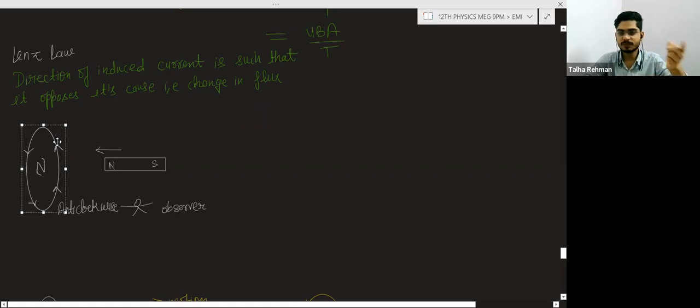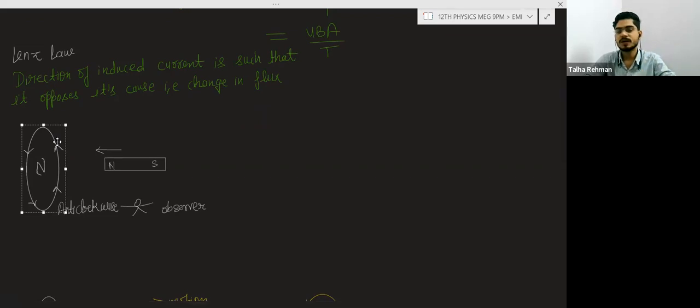Flux, there will be the induced EMF, and due to that induced EMF, there will be some current in the coil.